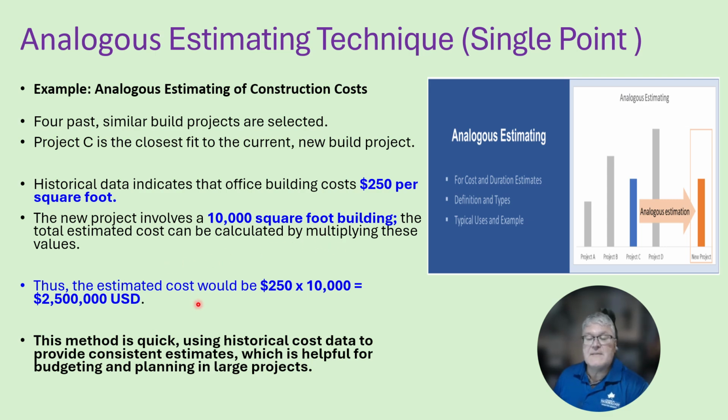Thus, the estimated cost will be $250 per square foot times 10,000 square feet, giving us an analogous cost of $2.5 million. This method, the analogous estimating technique, is quick, and it uses historical cost data to provide consistent estimates, which is helpful for budgeting and planning in large projects.